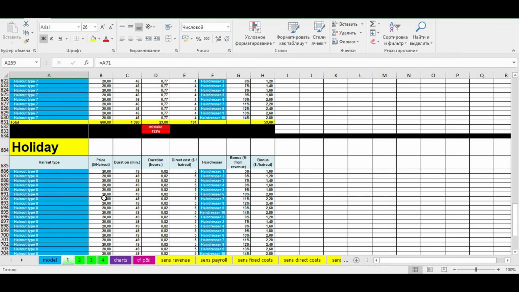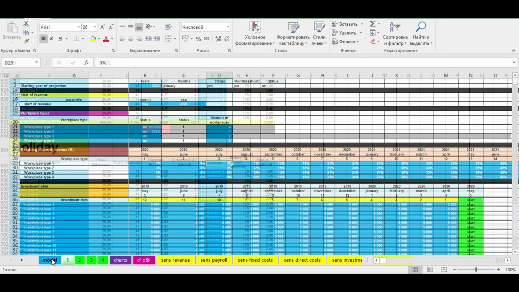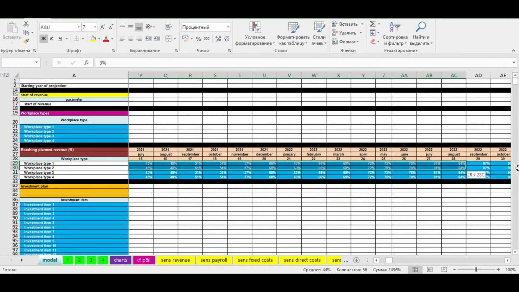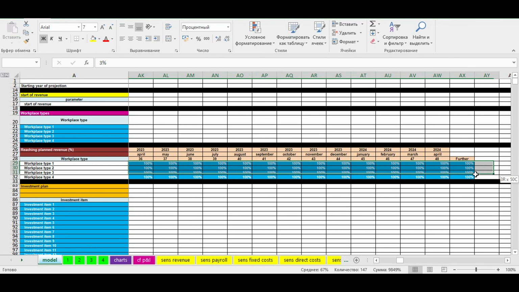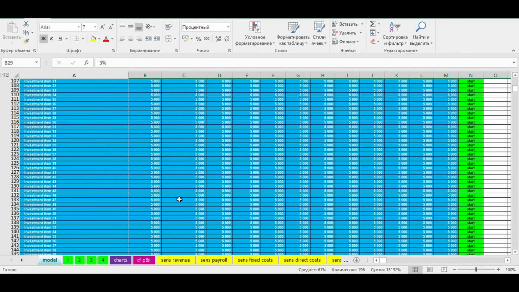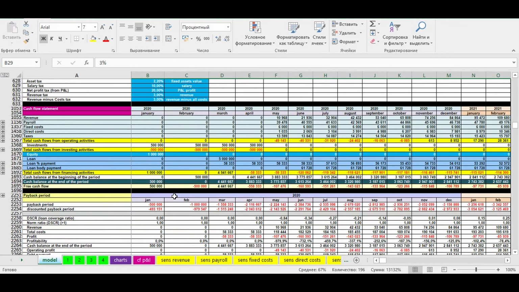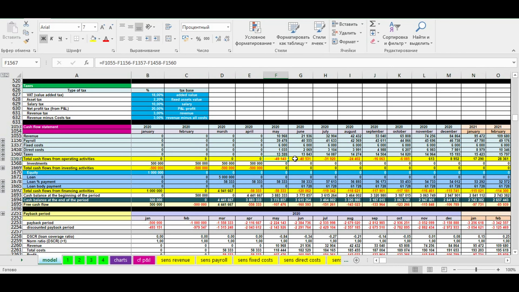When we start our hair salon, we won't be able to get maximum revenue right in the first month. So we need to set up the pace of achieving our planned revenue. This is a really very important block of inputs because it affects the appearance of operational losses. These operational losses appear during a time period when expenses are higher than revenue.